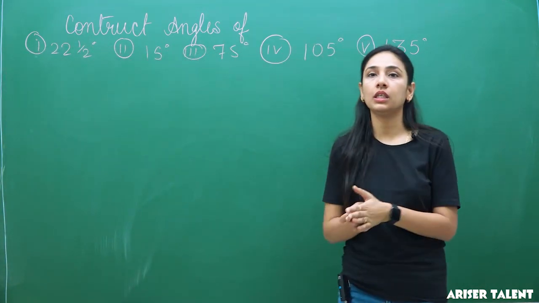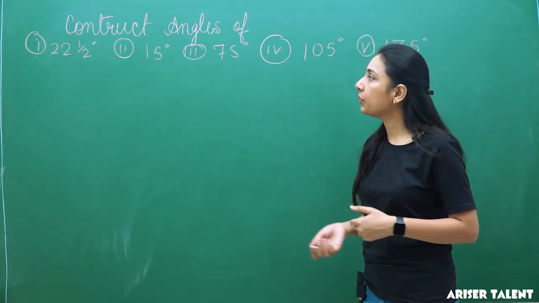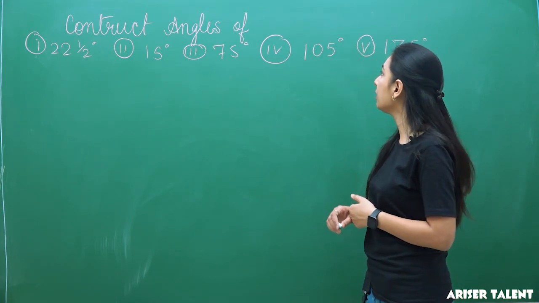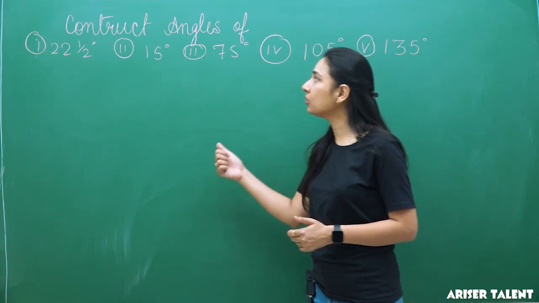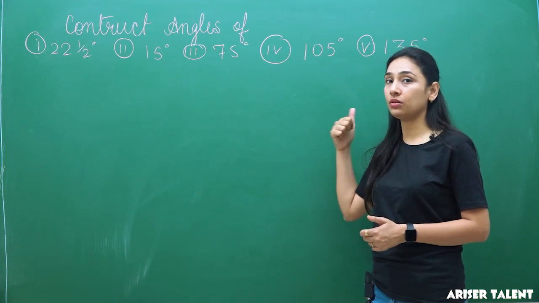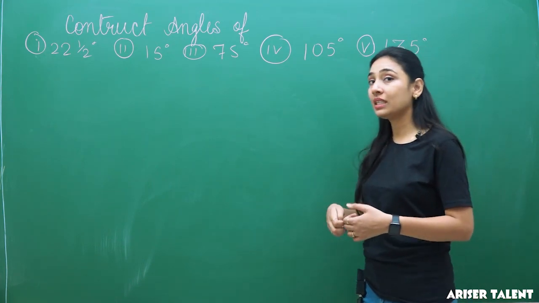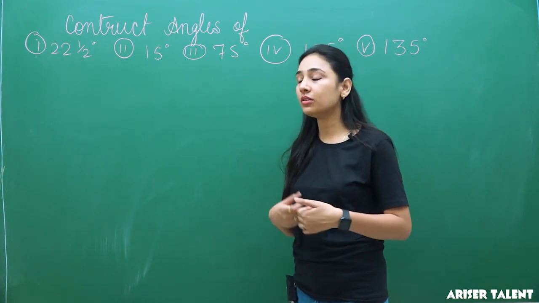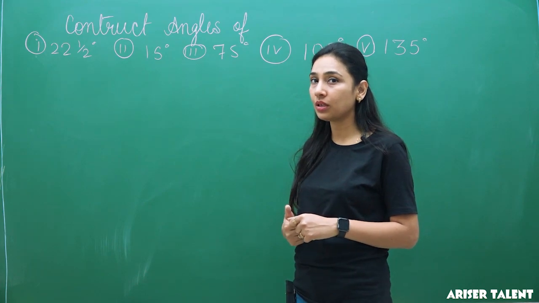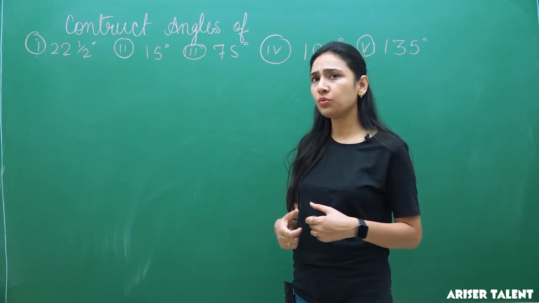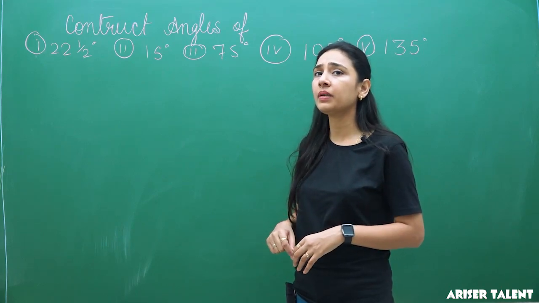the question here, that we have to construct the angles of 22.5 degree, 15 degree, 75 degree, 105 degree, 135 degree. Now you may ask, ma'am, you haven't told about any of these constructions, so how can we make this? You can definitely make this. I've told you about this concept of multiplying by 2 or halving that particular angle, and let's assume that you have that particular angle made.